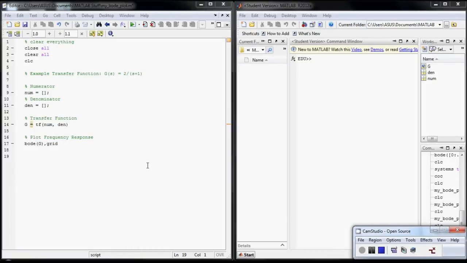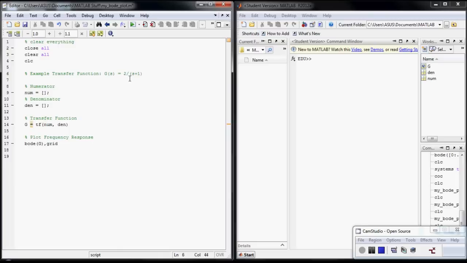Hi, in this video I'd like to show you how to make a Bode plot using MATLAB. Here's a sort of blank template I've prepared before I started the video. To begin with, just close everything, clear your workspace, and here's the transfer function that we will be using. Everything in green is a comment if you're new to MATLAB, so it's not part of the program.